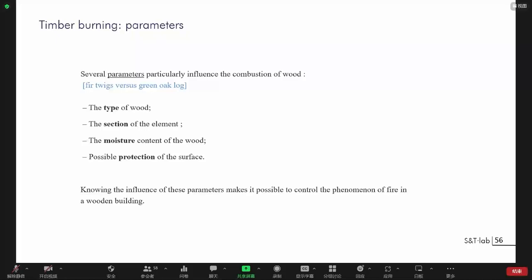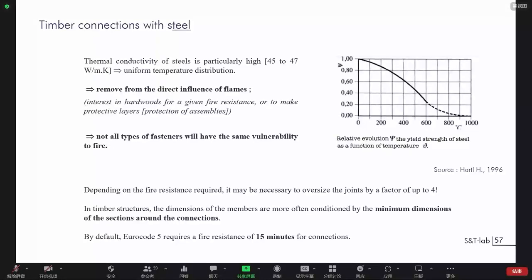So the type of wood, the section of the element, the moisture content of wood, and possible protection of the surface will be governing parameters to take into account.